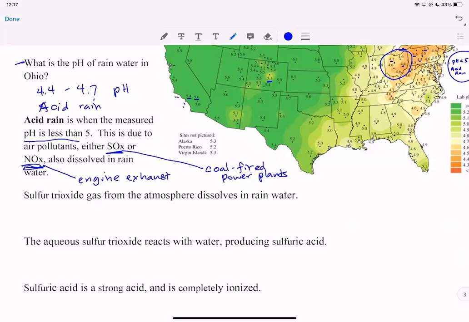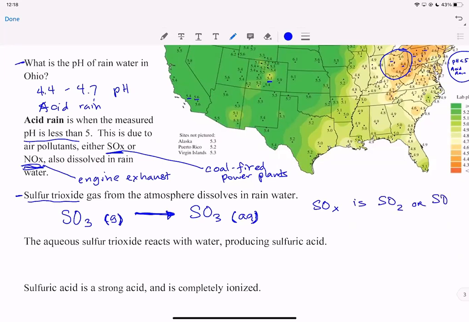Okay, so when you have this reaction, the word equation says sulfur trioxide gas. Sulfur trioxide is SO3, and that's a gas, so I'm going to put a G physical state. When sulfur trioxide gas from the atmosphere dissolves in rainwater, it produces SO3 aqueous, just like carbon dioxide dissolves and becomes aqueous. So this is an example of SOx, which is SO2, sulfur dioxide, or SO3. Basically, the X stands for how many oxygens there are. And both of these come from coal-fired power plants.